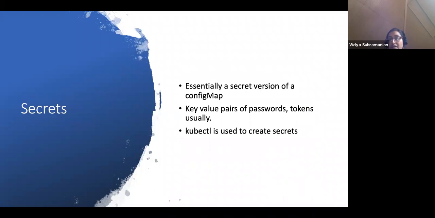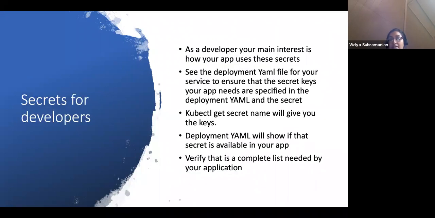Secrets is something we had already touched on earlier. kubectl again provides the ability, and you as a developer want to make sure that your app is using secrets as much as possible. The secret name will give you the keys, and the deployment YAML will show if that secret is available in your application or not.